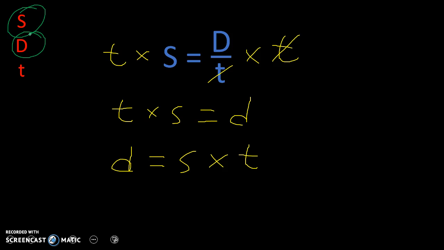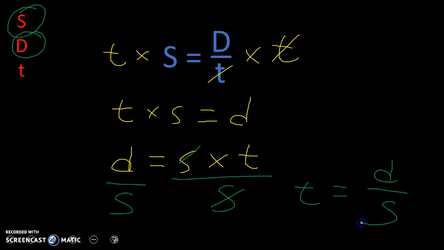So the easiest way to isolate time in this equation would be to divide by speed, because that would cancel out my speeds. But because I did it to the right hand side, I also have to do it to the left hand side. Let's rewrite the equation now. Time equals distance divided by speed.